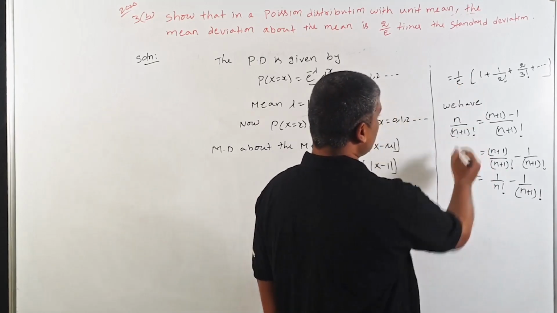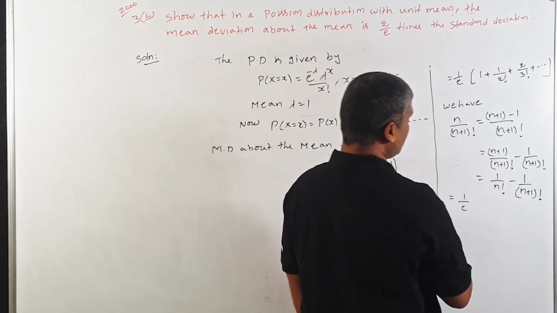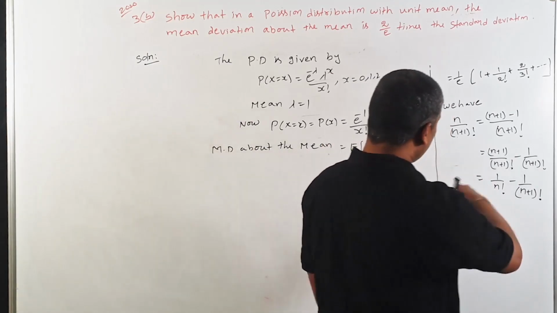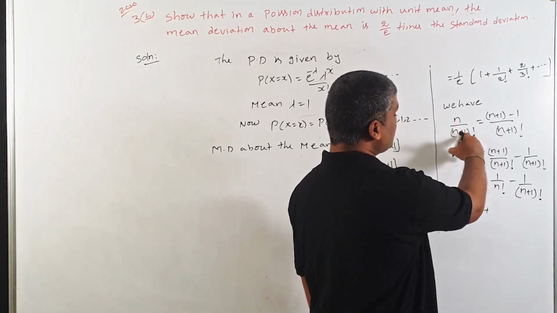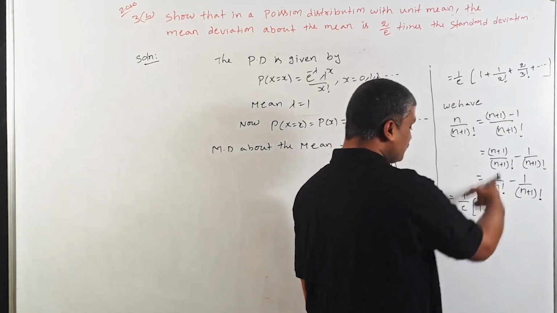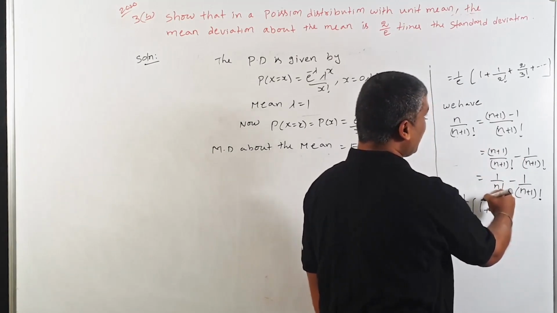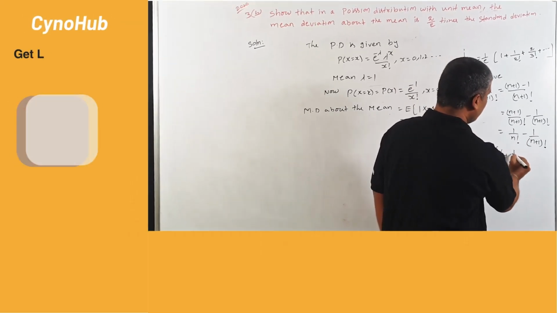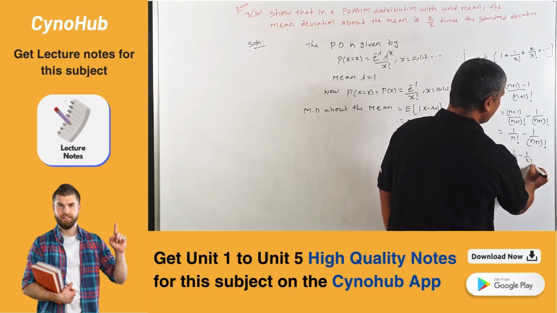Now here you see 1 by e into 1 plus, suppose for n equals 1, if you give 1 by 1 plus 1 factorial, that is 1 by 2 factorial. 1 by 2 factorial can be written, for n equals 1 you substitute, then only 1 by 2 factorial. This is the term we can get. That is 1 by 1 factorial minus 1 by 1 plus 1 factorial, that is 2 factorial.